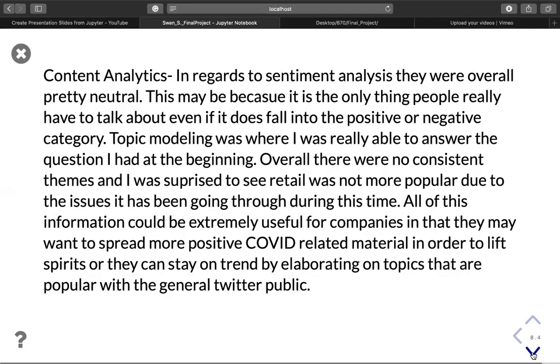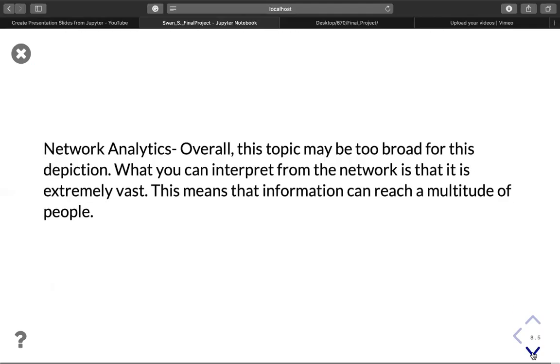All of this information could be extremely useful for companies, in that they may want to spread more positive COVID-related material in order to lift the spirits, or they can stay on trend by elaborating on topics that are popular to the general public, and informing their users on things that are occurring, very popular and prevalent. Lastly, the network analytics. Overall, this topic may be too broad for this depiction, but what you can interpret is the network is extremely vast. This means that information can reach a multitude of people. It's really quite incredible.